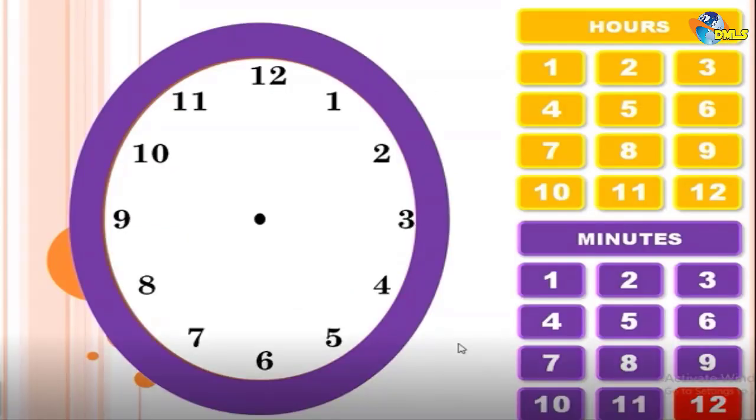At first, we have to know that between each two digits, we have 5 minutes. For example, between 12 and 1, we have 5 minutes. Between 3 and 4, we have 5 minutes. Between 9 and 10, we have 5 minutes, and so on.